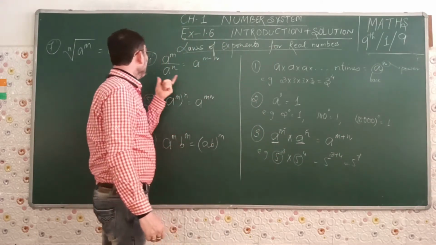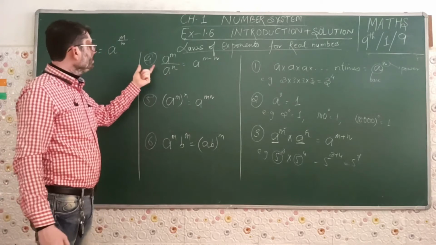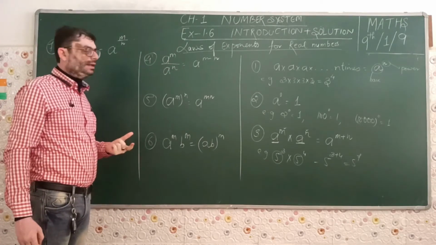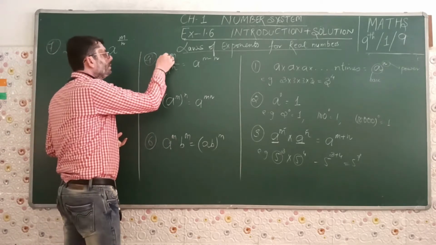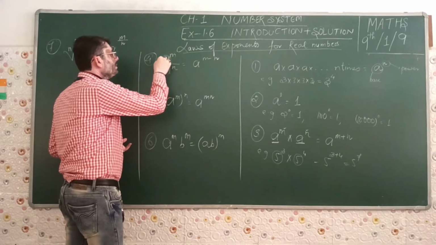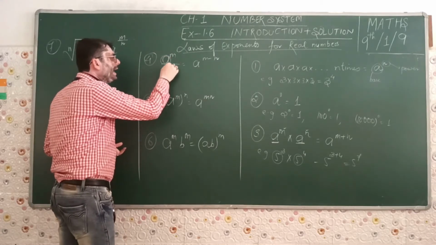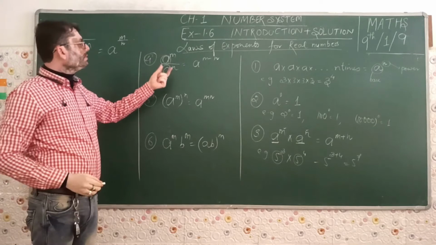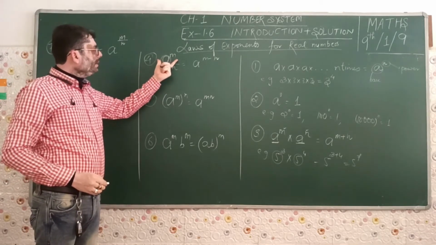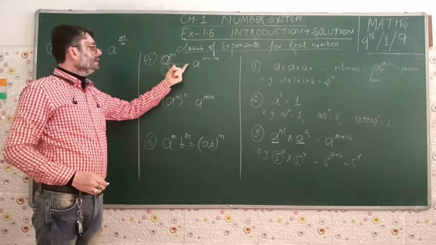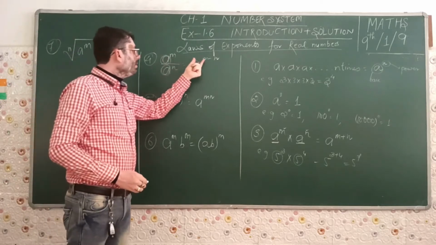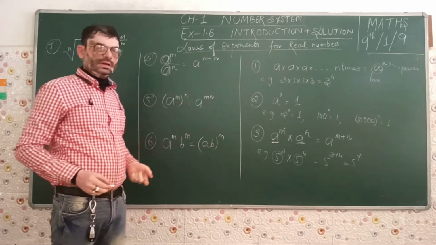Moving similarly for the next law, A to the power m divided by A to the power n. Again here also the power is different but the base is same. And what is the base? The base is A, and the two different powers are m and n. A to the power m by A to the power n can be written as A to the power m minus n, the power of numerator minus the power of denominator.